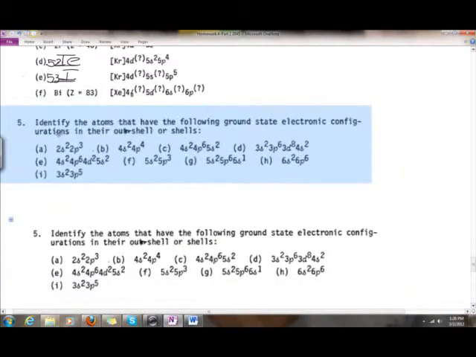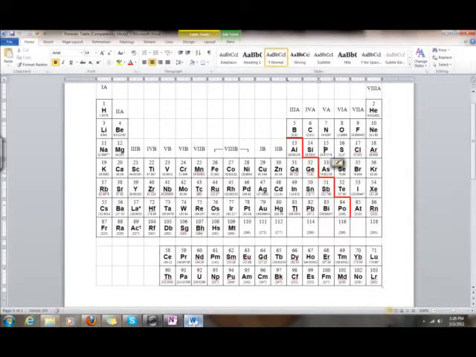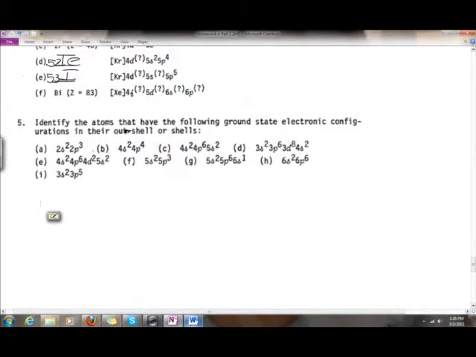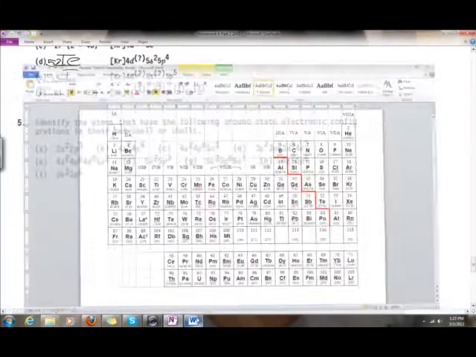Now let's do letter A. Let's look at what they're asking. They have the following ground state electron configuration. You've got to do this one with no problem. This is the one that I was talking about, just giving the electron configuration. You can just figure out what it is. 2s2, 2p3, 2s2, 1, 2, 3, nitrogen.